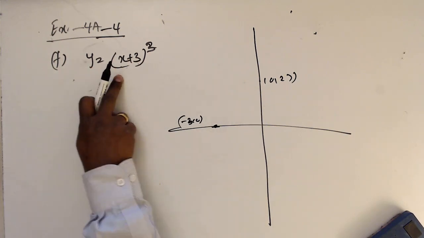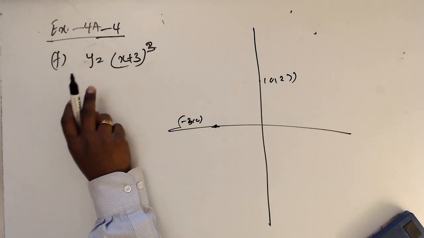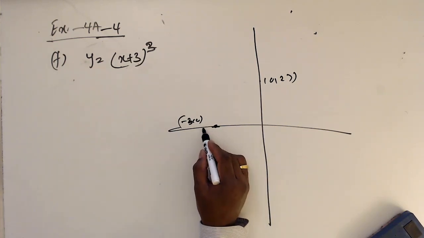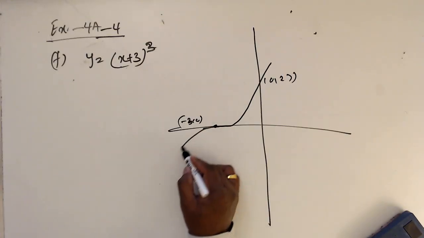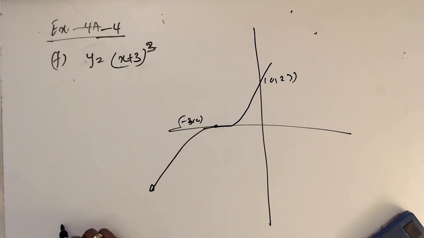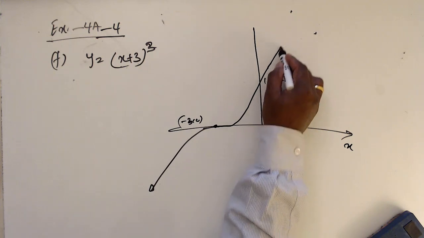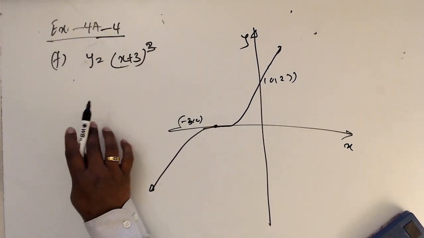And the coefficient of the x cubed term is positive. So this is the graph. So you can show the workings.